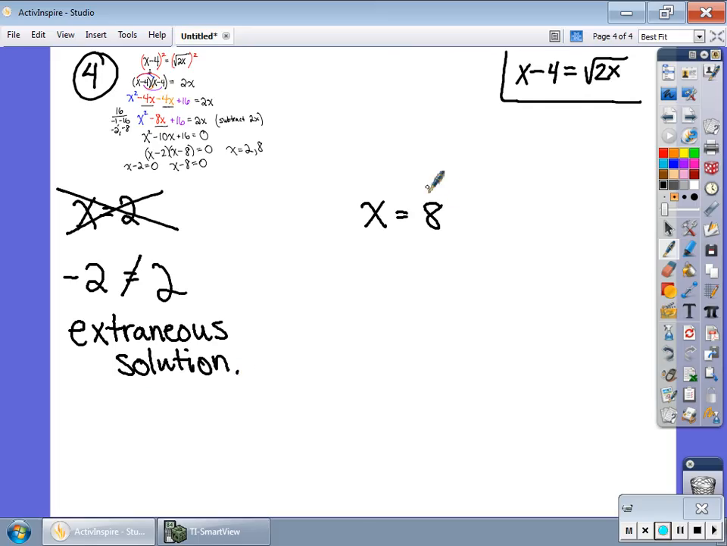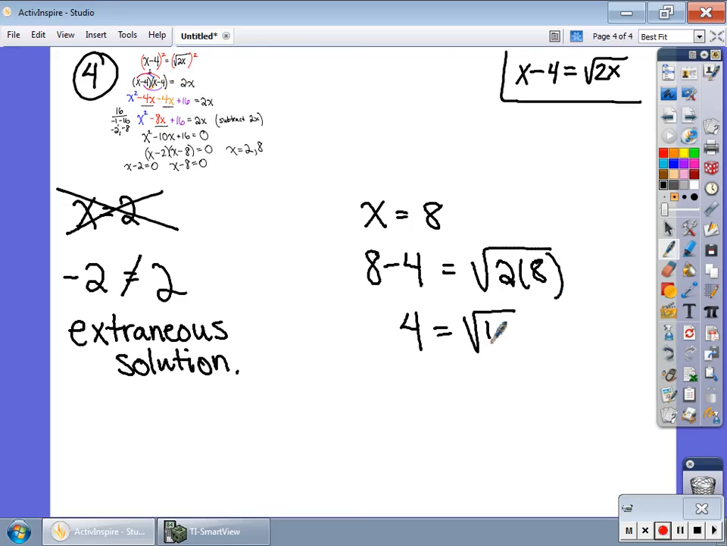Now let's try 8. Plugging in 8, we're going to have 8 minus 4. Does that equal the square root of 2 times 8? Well, 8 minus 4 is 4. Does that equal the square root of 16? Well, 4 is equal to 4. That works out. So this is our only solution from here.